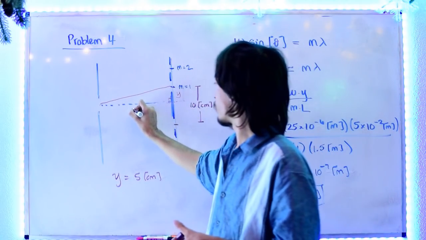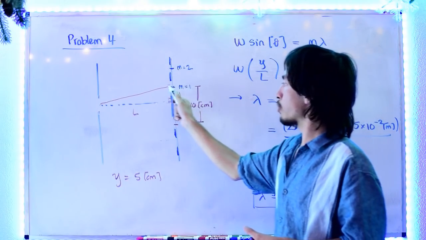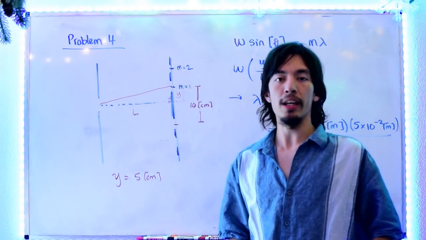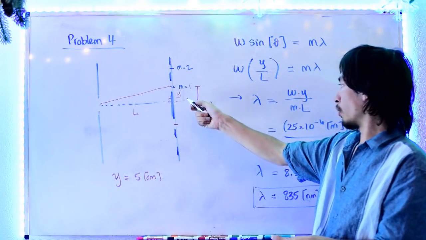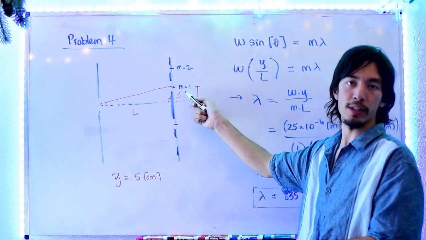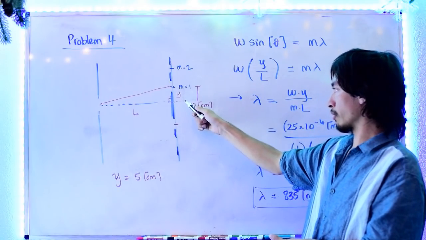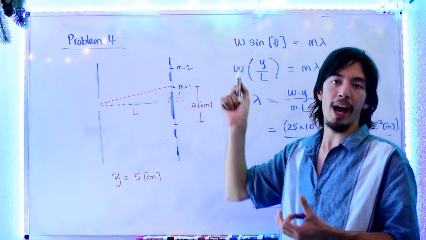Now, as you use this, you know that when you solve this setup, if I were to ask you what is the y value to the m equals 1 dark spot, you would know that it's 5 centimeters in this case. So likewise, if I'm telling you that it's 5 centimeters from the center to that first dark spot, you know it has to be m equals 1.